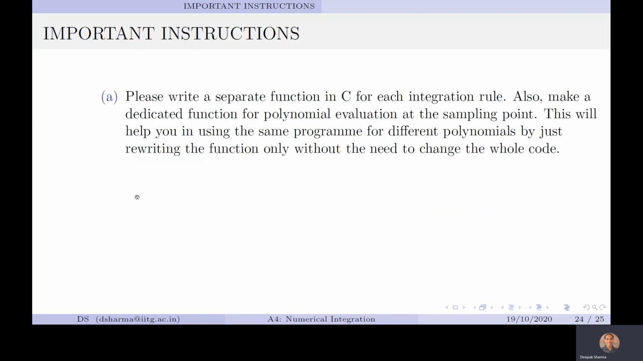There are important instructions for this assignment. Please write a separate function in C for each integration rule. We have gone through many rules now. Also make a dedicated function for polynomial evaluation at the sampling point. This will help you use the same program for different polynomials by just rewriting the function only, without the need to change the whole code.